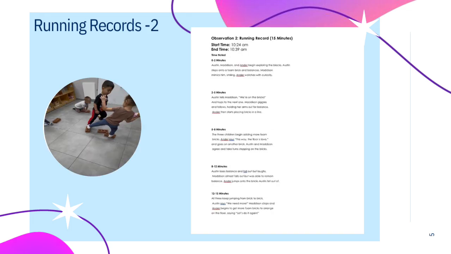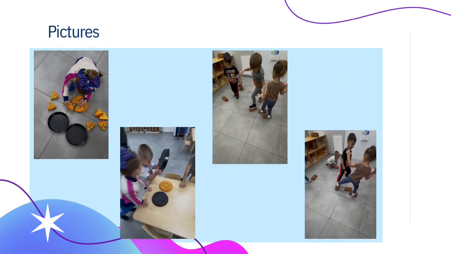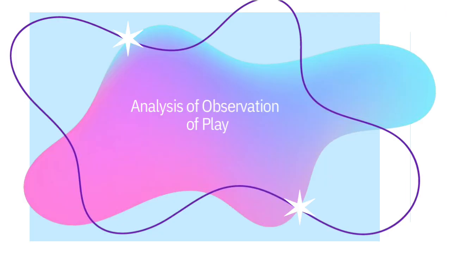In observation 2, we had three children, also aged 3 to 4 years old, who used foam bricks to create a floor is lava game. They balanced, jumped, and took turns navigating the path. Their play showed creativity, teamwork, problem solving, and gross motor skill development, key areas for 3 to 4 year olds. Now, in these next slides, we'll be analyzing the observations.